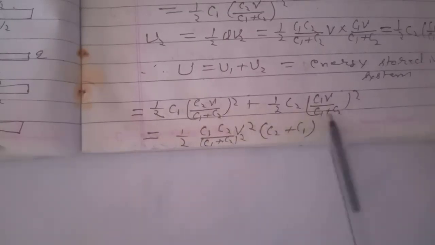And this will be 1/2 C1 into C2 V by C1 plus C2 the whole square plus 1/2 C2 C1 V by C1 plus C2 the whole square, equals 1/2 C1 C2 V square by C1 plus C2 the whole square into C2 plus C1. So finally we get 1/2 C1 C2 by C1 plus C2 into V square. Using all the given values we get 480 microjoule, and this energy is supplied by the battery. So energy supplied by battery equal to QV.